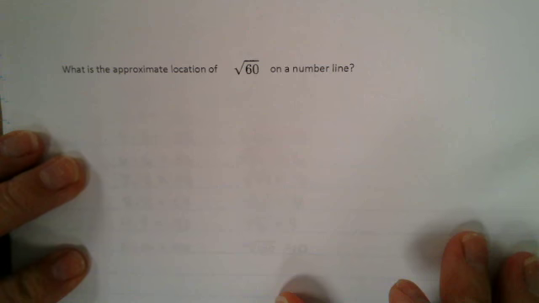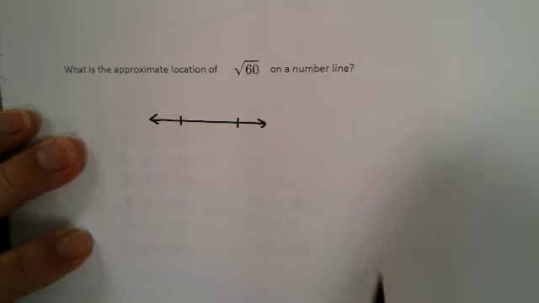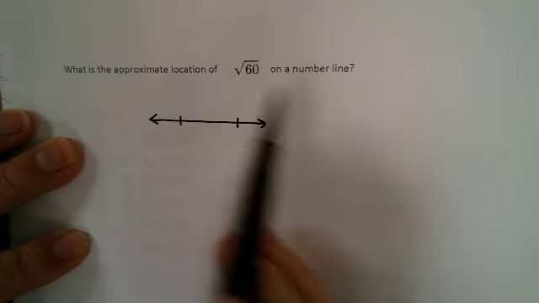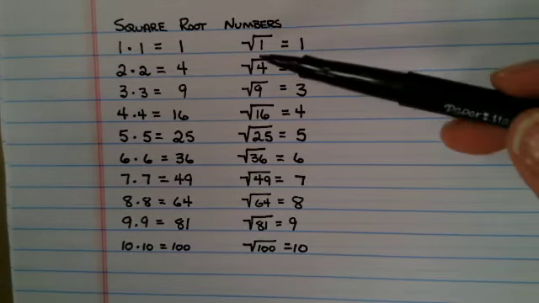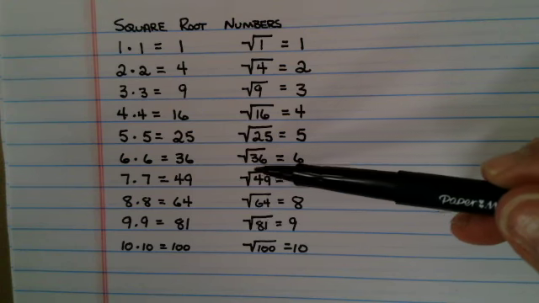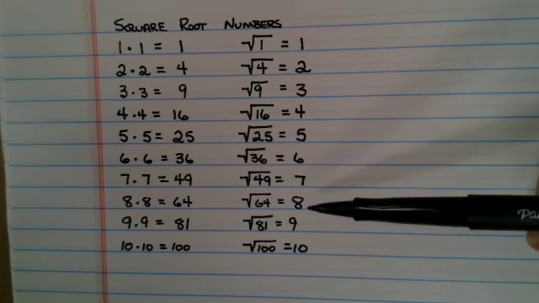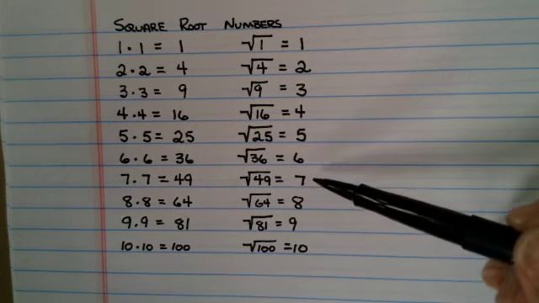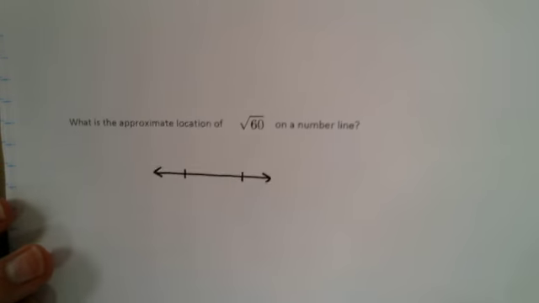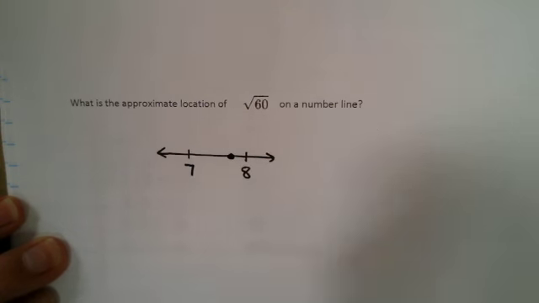What is the approximate location of the square root of 60 on a number line? I'm going to draw a number line. I want to have two numbers on the number line. I need to find what two whole numbers the square root of 60 is in between. So I'll go down my list. It looks like it's going to be in between these two right here. It's going to be somewhere in between the square root of 49 and the square root of 64. Which one is it going to be closer to? It's going to be closer to 8. These are the two numbers that go on it, 7 and 8, and I simply put it a little bit closer to 8.